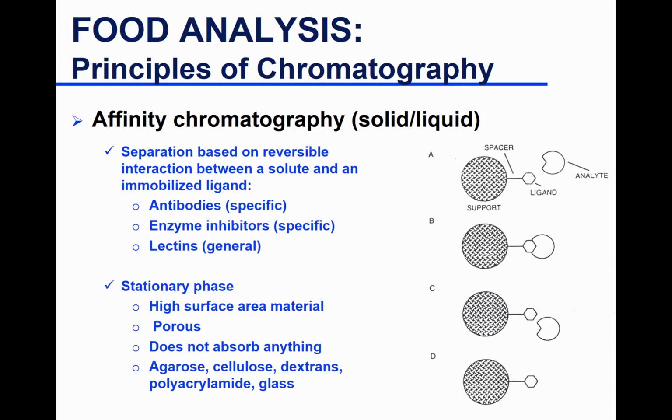So usually you have your support, which is inert. The support is a porous, high surface area material, nothing interacts with it. That means it's inert, does not absorb or adsorb anything, such as agarose, dextran, cellulose, polyacrylamide, glass. And then you have a spacer here, and then your ligand. The ligand could be an antibody, enzyme inhibitor, or lectin. Lectins are usually a type of protein that would selectively interact with glycoproteins.